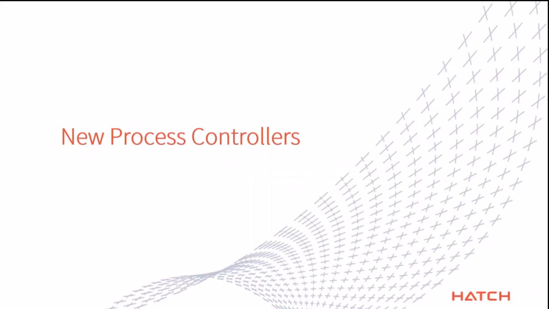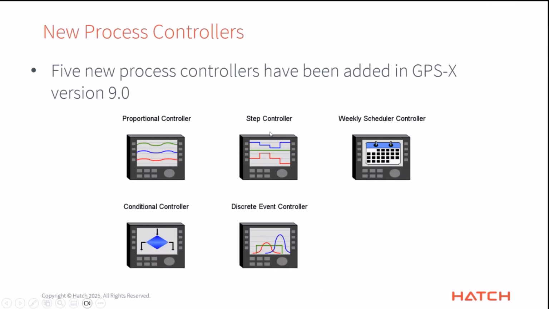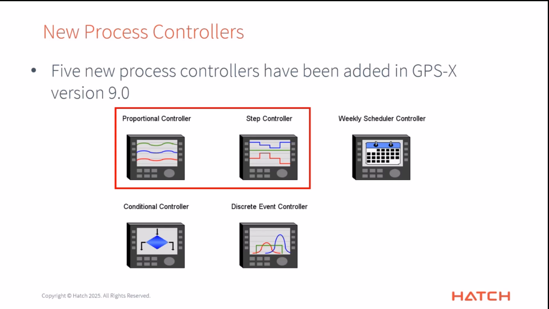So yes, as Spencer mentioned, I'm going to be talking about some of the new process controllers that are included in GPSX version 9. So in GPSX version 9, we've included 5 new process controllers: a proportional controller, a step controller, a weekly scheduler controller, a conditional controller, and a discrete event controller. In this particular webinar, we're just going to focus on the proportional and the step controller. We'll touch on the other 3 in our part 2 webinar a month from now.